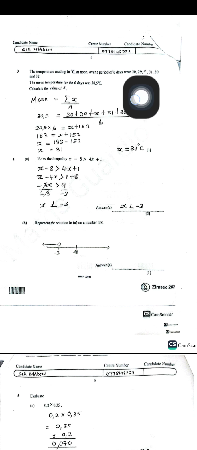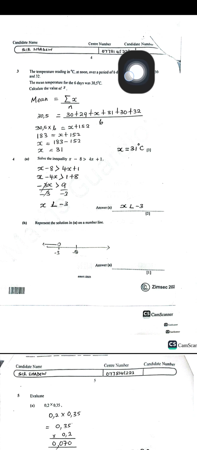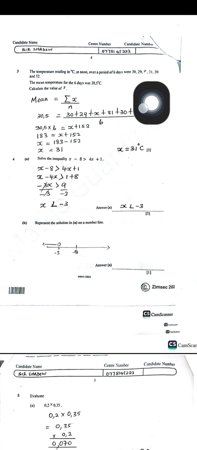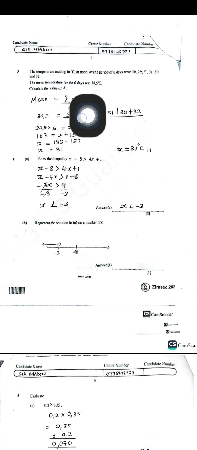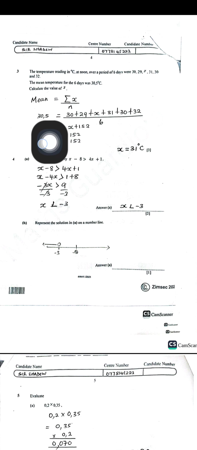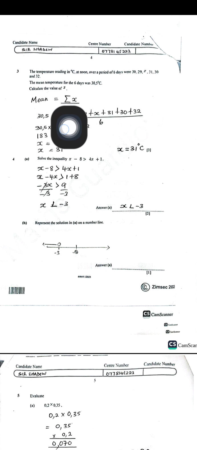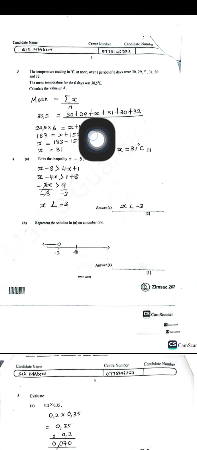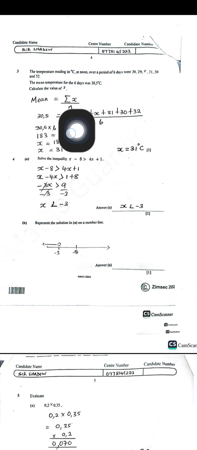You want to calculate the value of x. x is one of the temperature readings which is unknown, right? But we are given the mean, all right? So mean is equal to summation of x over n. In other words, to find the mean, remember mean is also known as average. So mean is equal to summation of x over n, or in other words, mean is the sum of all values over the number of terms given.